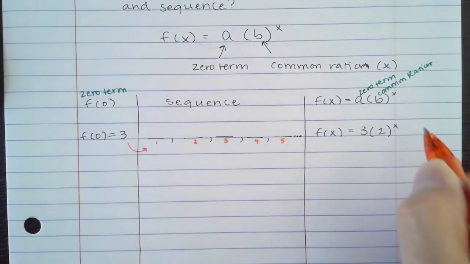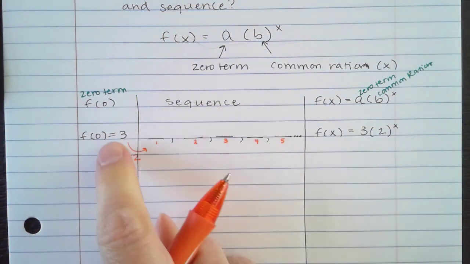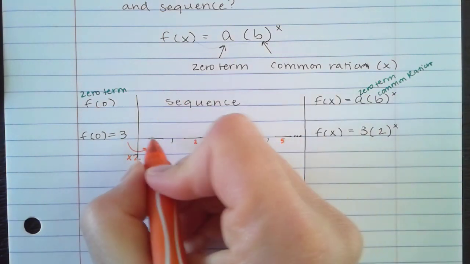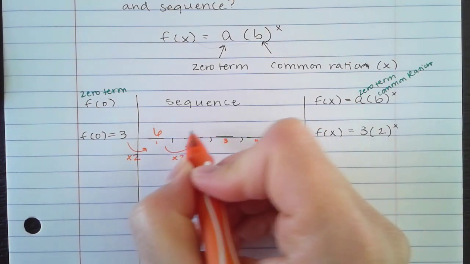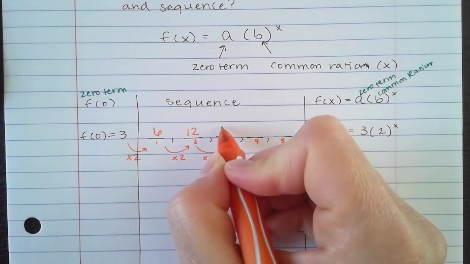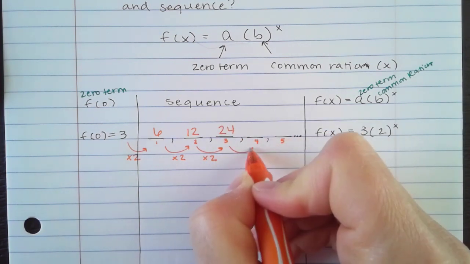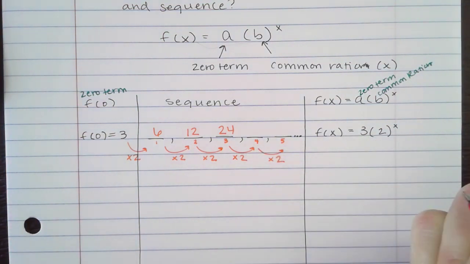So we're going to multiply by what? We're going to multiply by 2. Multiply by 2, and what do I get? 3 times 2 is 6, and keep going. Multiply by 2. 6 times 2 is 12. Keep going. Multiply by 2 is 24. Multiply by 2 again.